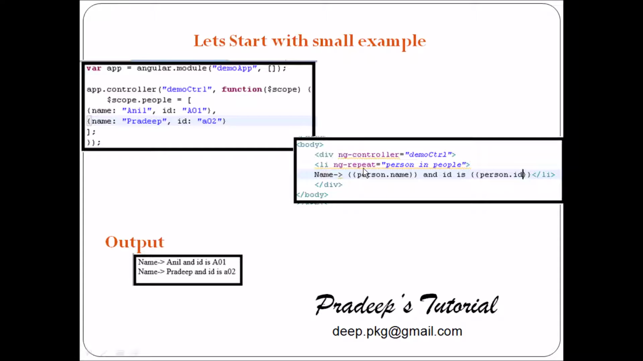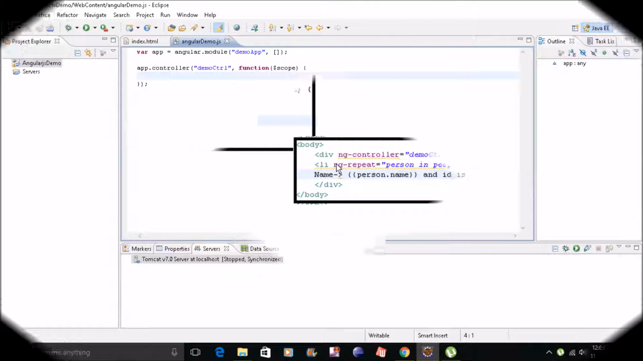So we are iterating, it is just simple like a for loop or for each loop in Java. So what we are doing here, we are taking person.name. We already aliased it as person, whatever the values of people are there. So person.name and person.id. First time in the loop it will take the name Anil and id a01. Again in the second loop it will go and take Pradeep and a02. So in Eclipse we'll see this example, then we'll go to the definition.